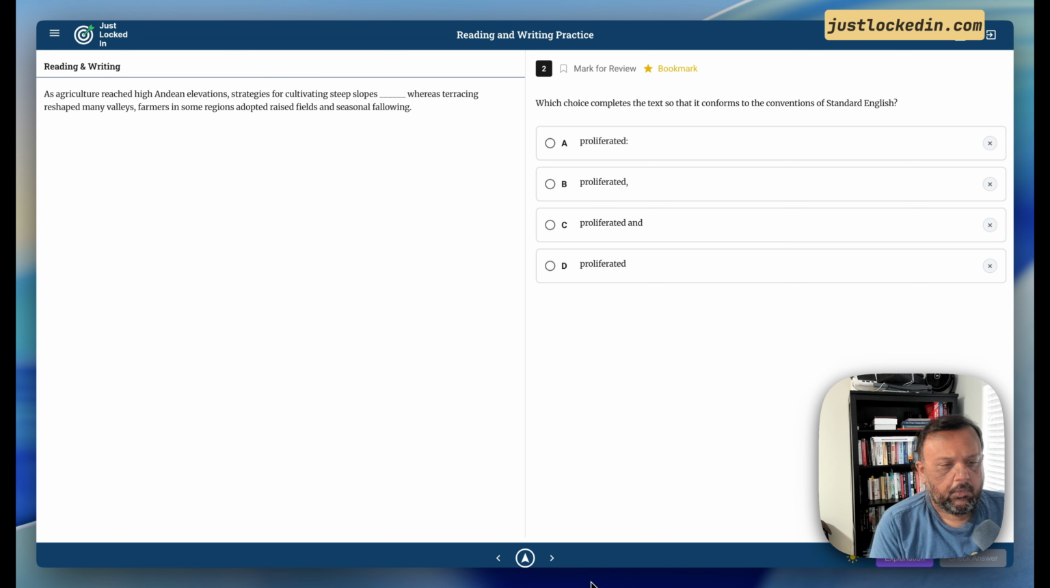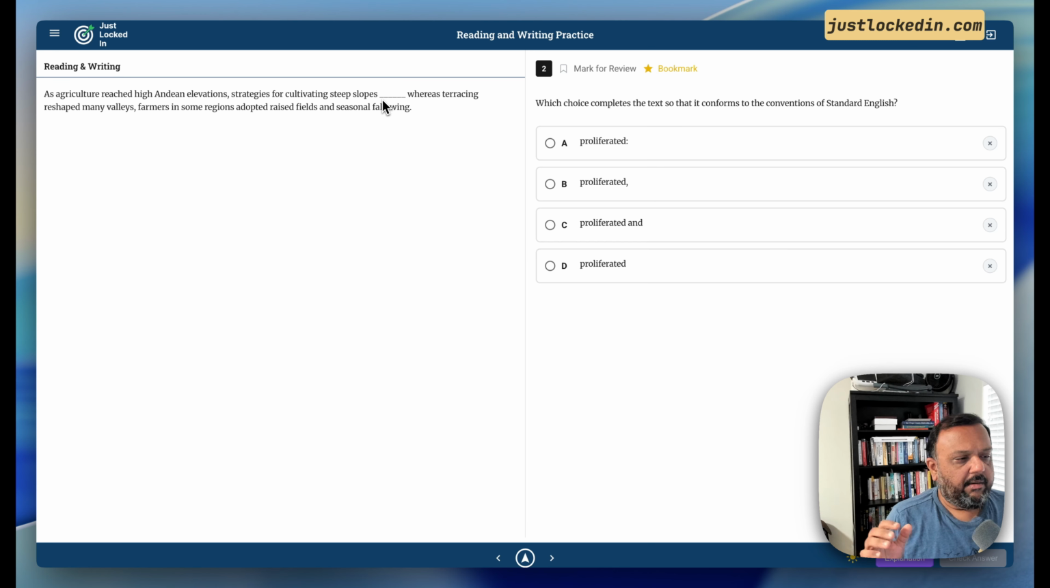All right. Okay, this question, when we just look at the answer options, we have "proliferated." Okay, we remove the punctuations and the conjunctions. So this looks like an independent clauses question. All right. So go read this. As agriculture reached high Andean elevations, strategies for cultivating steep slopes proliferated. Okay, that's a full sentence, an independent clause.